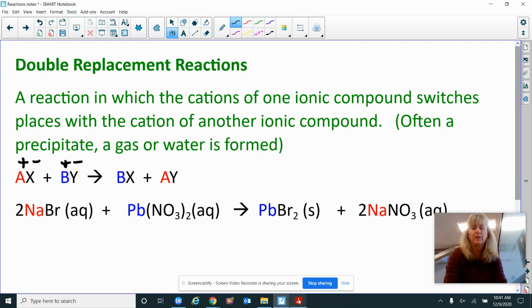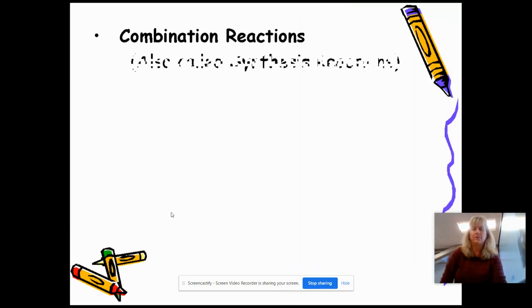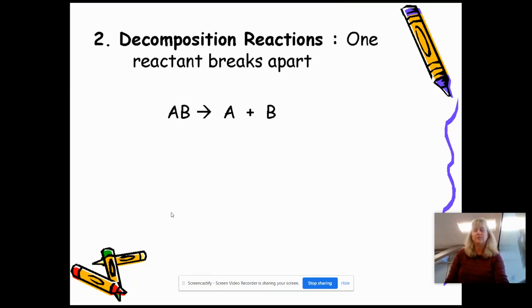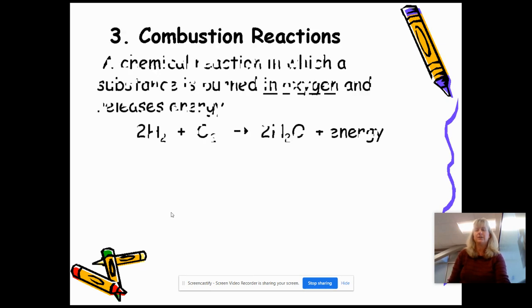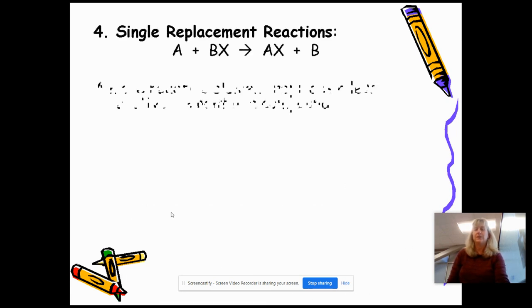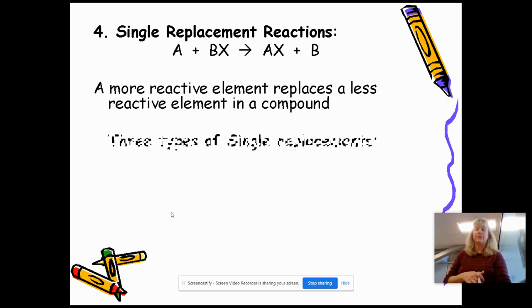Then just going a little bit more into single replacement reactions is what I was doing today. And with single replacement reactions, I need to pull up, I had a PowerPoint with this on it. So again, and I posted this PowerPoint for you, but same thing, combination or synthesis with the first one, then decomposition, then combustion. Those are all the same. And then we get to single replacement. So with single replacement, there are 3 different types. Always, it's a more reactive element replacing a less reactive element.